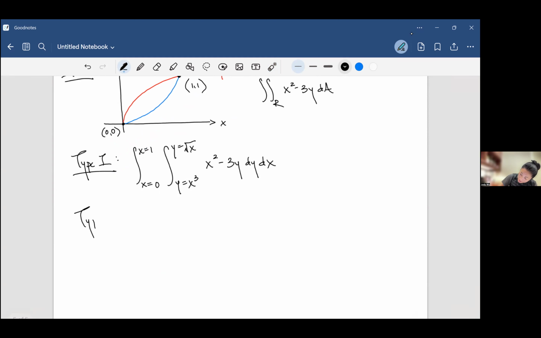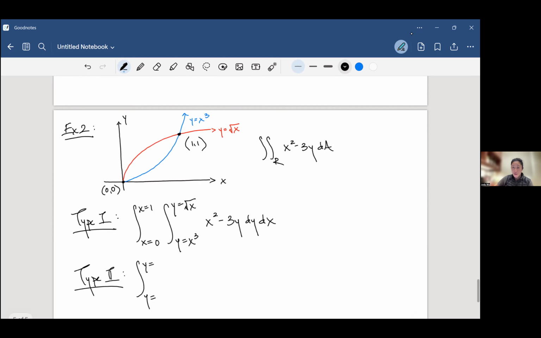Well, let's go ahead and set up for a type 2 integral here. That means we need y equals numbers on our outside.